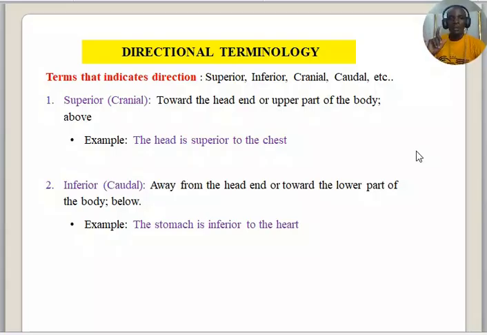And then we have inferior or caudal, which means away from the head and towards the lower part of the body. So, an example is the stomach. Of course, the stomach is inferior to the heart. You see, the stomach is always located on the lower part, therefore it is inferior to the heart. Okay?